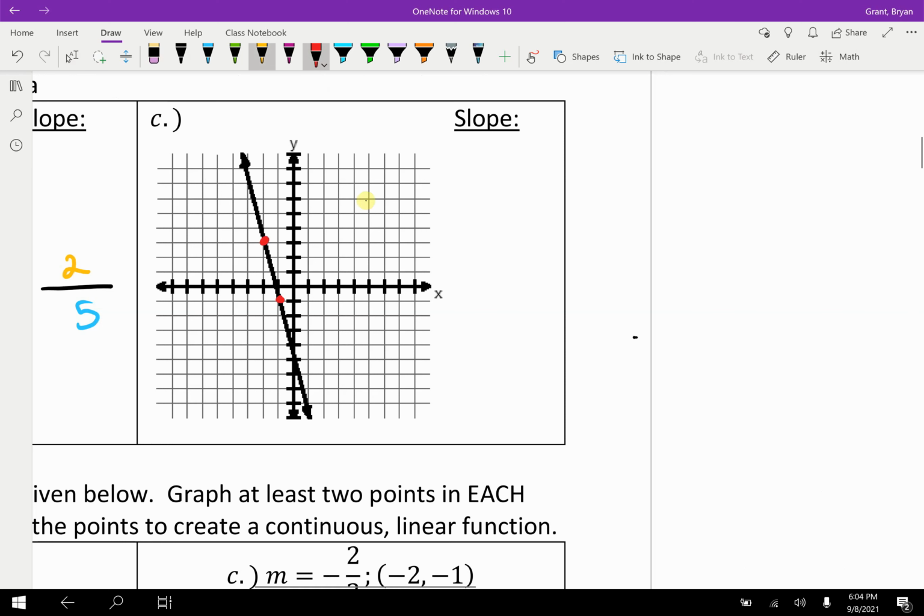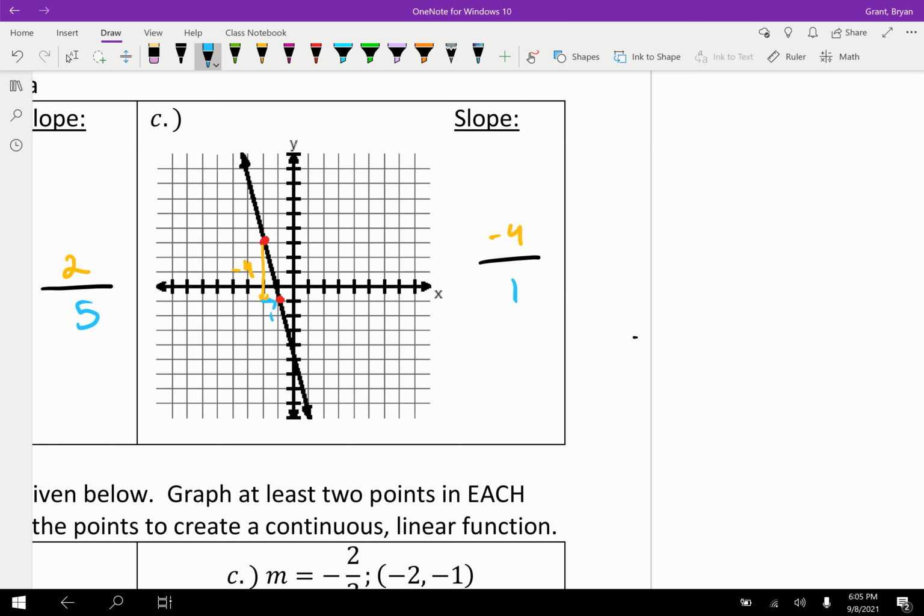So this, we're going to do the rise down 1, 2, 3, 4. And then we've run over 1. So it looks to me like my slope is -4 over 1. But then if I go down 1, 2, 3, 4 over 1, that pretty much looks like it's matching up.